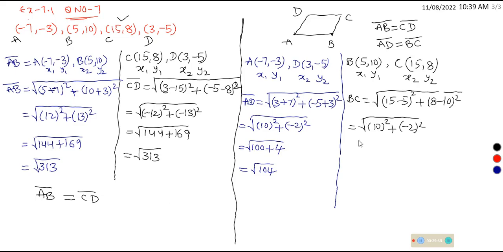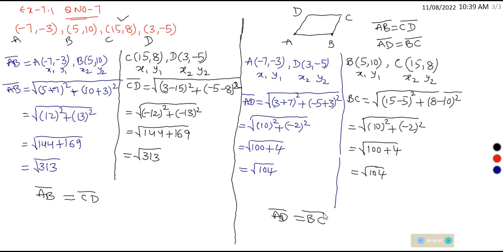8 minus 10 is minus 2. Minus 2 square is equal to 4, 10 square is 100, so 100 plus 4, it is what? Root 104. Okay. So here it is clear that AD bar is equal to BC.